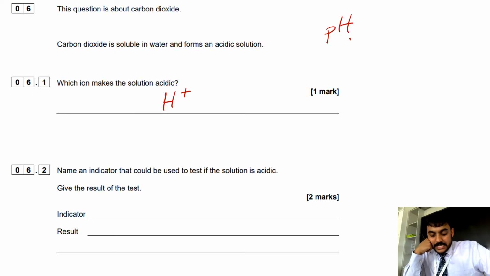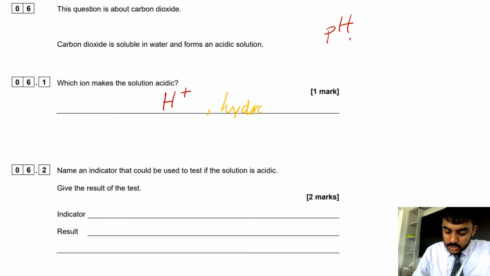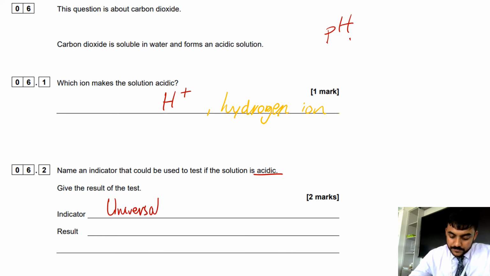Name an indicator that could be used to test if the solution is acidic. By the way, before I move on, you can just write hydrogen ion and you'll get the mark. Name the indicator that could be used to test if a solution is acidic. Give the result for the test. Well, there are multiple indicators that you could use, but I would go for universal indicator.